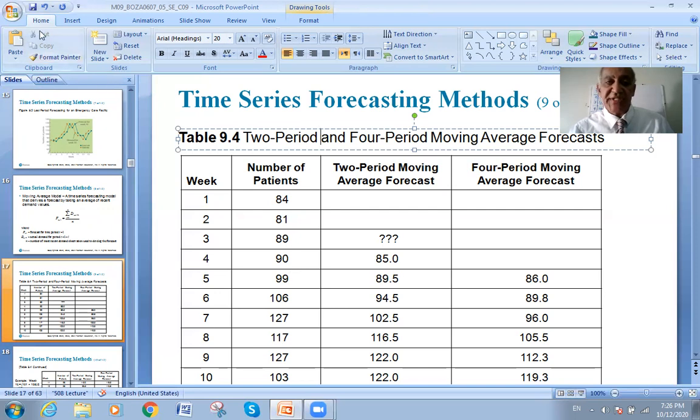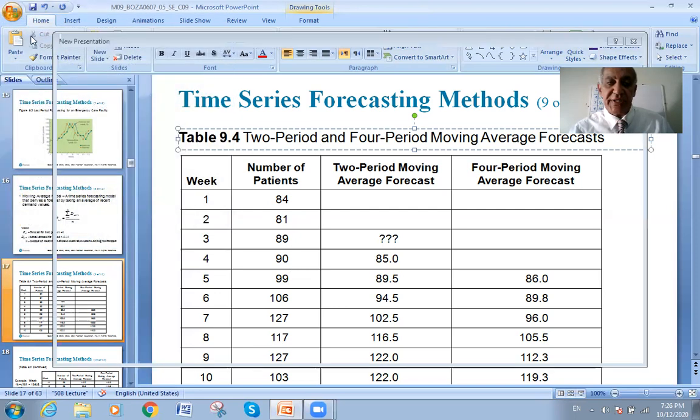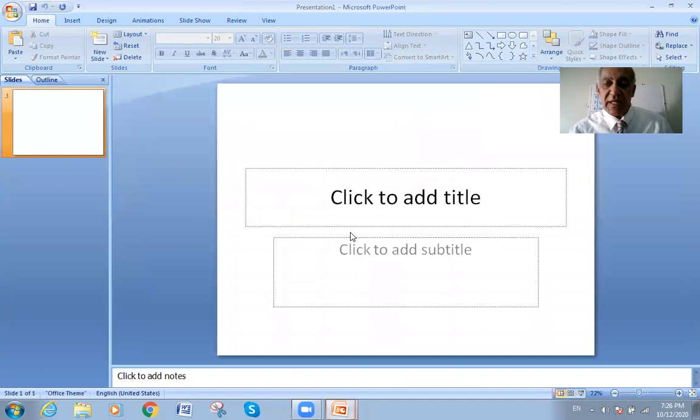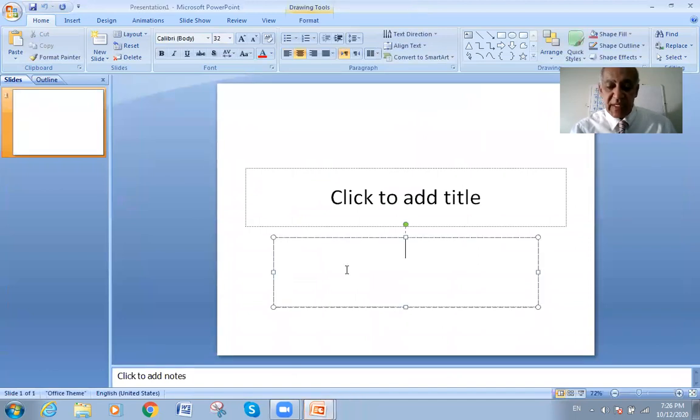So let's say on a white page here, let me write as an example, 81 plus 84, then those together divided by both of them.